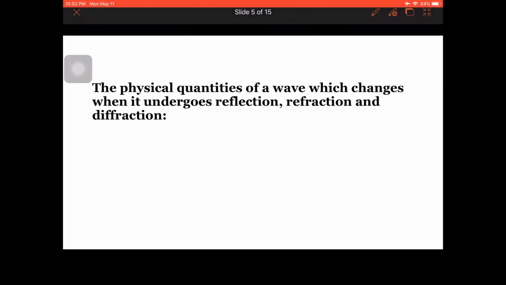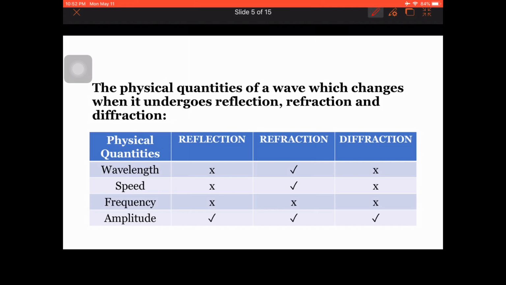So, if we are going to compare the quantities that undergo changes during reflection, refraction, and diffraction, it would look like this. In reflection, amplitude changes. In refraction, only frequency doesn't change. And in diffraction, only amplitude changes.